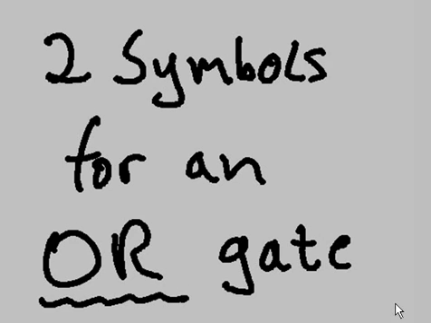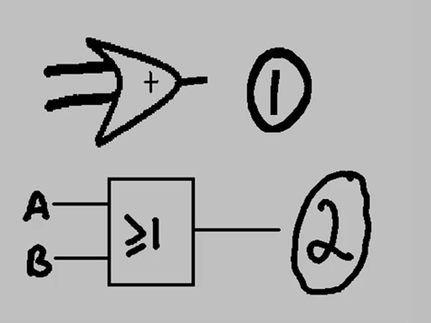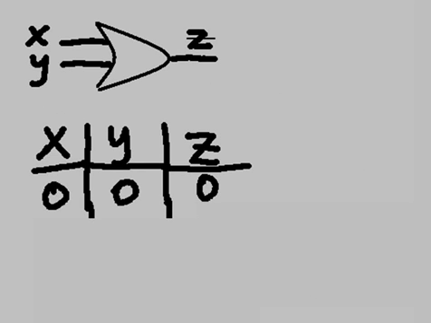Here are two symbols for an OR gate. Number one and symbol number two. Here's the OR gate and a truth table. The OR gate works like this.